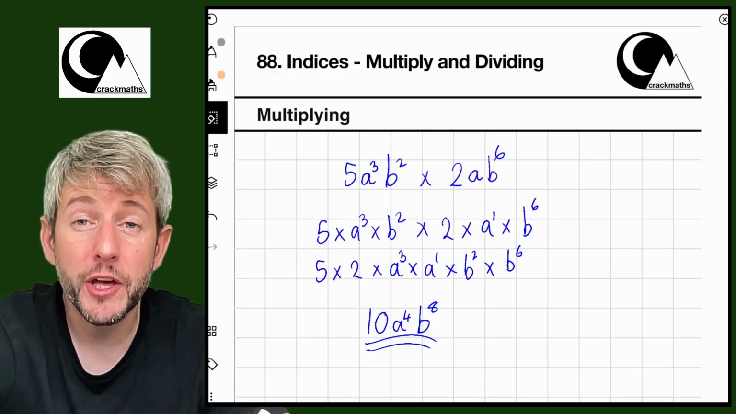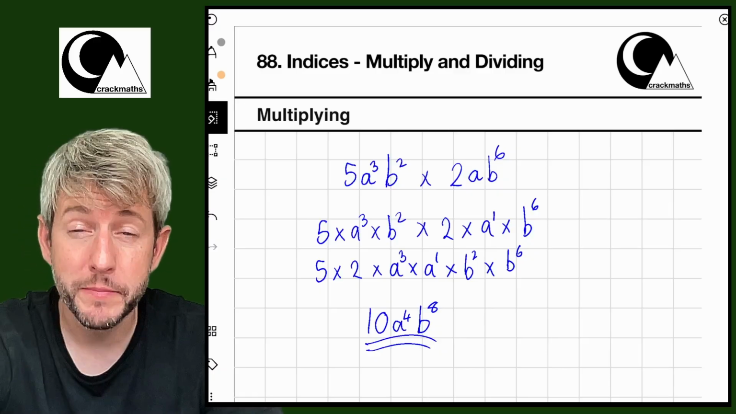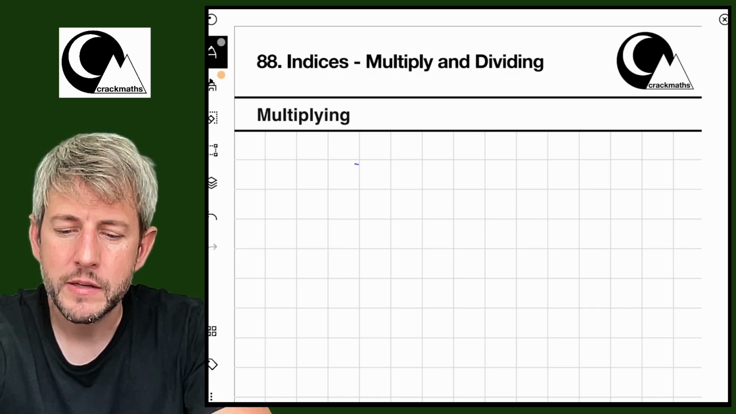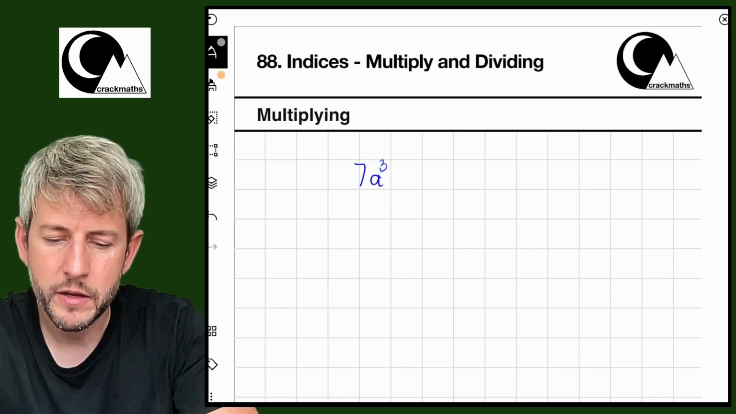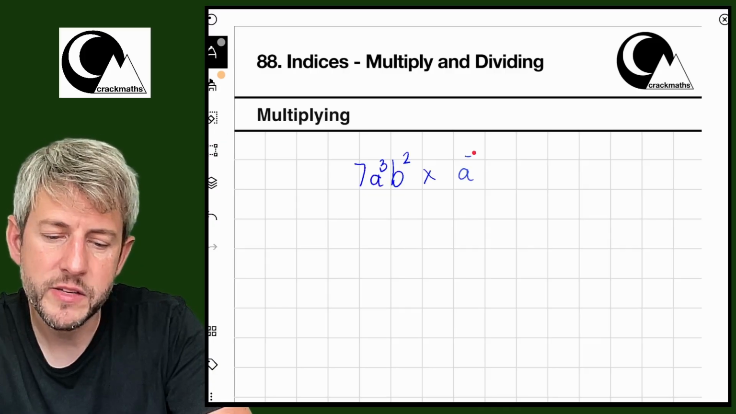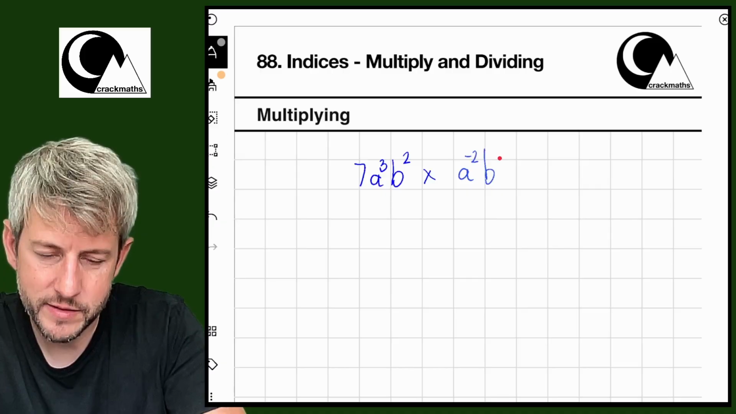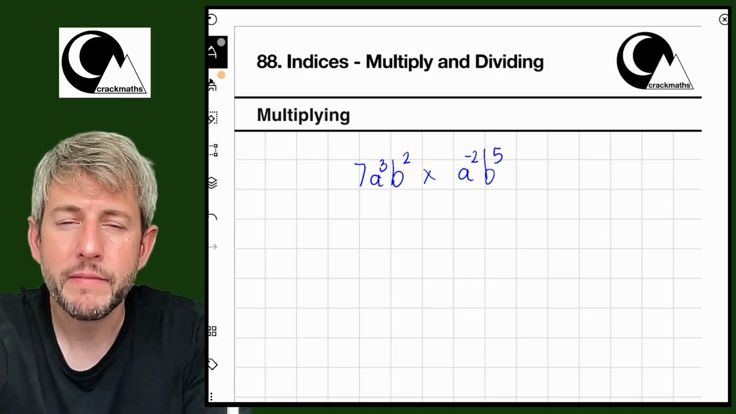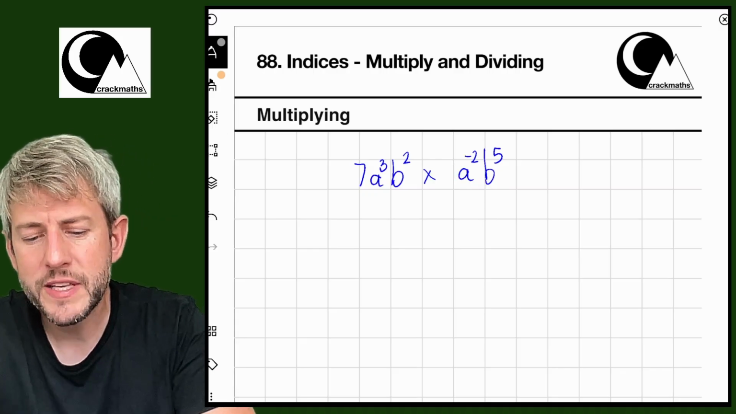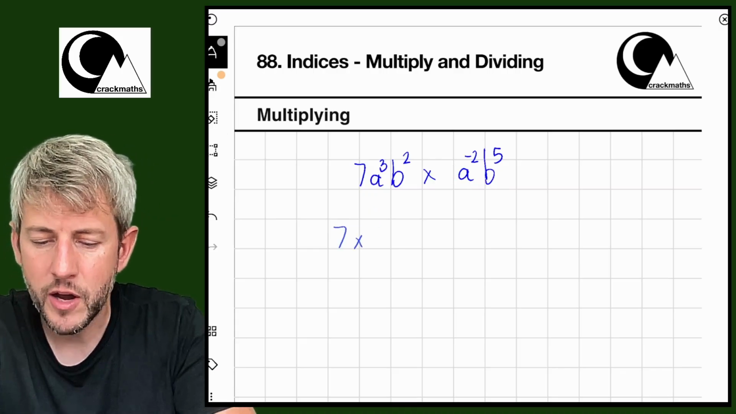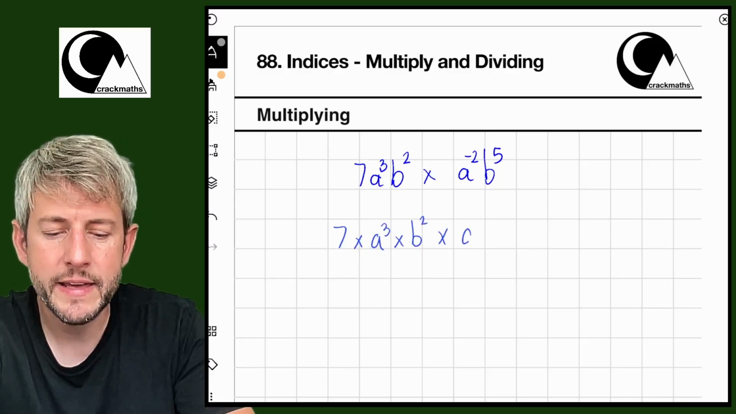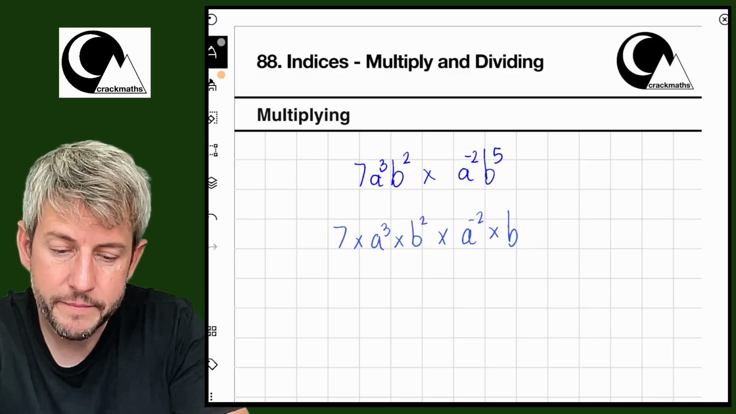Right, let's have a go at one more where we involve some negative numbers, and then we'll move on to dividing. So let's say this time we have 7 a to the 3 b to the 2 times a to the minus 2 b to the 5. Okay, so here, I haven't put a coefficient on here, but there's technically a 1. So this one here is kind of like 7 times a cubed times b to the power of 2. And then we've got here times a to the negative 2 times b to the 5.